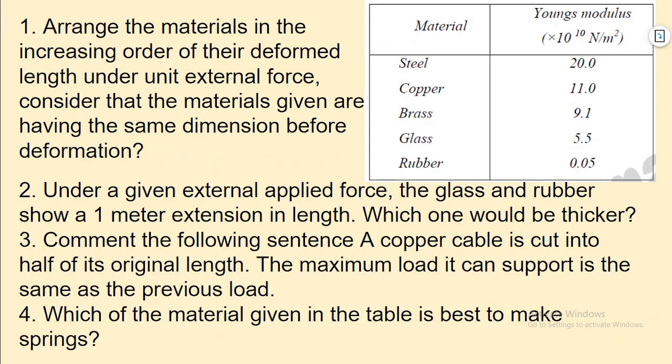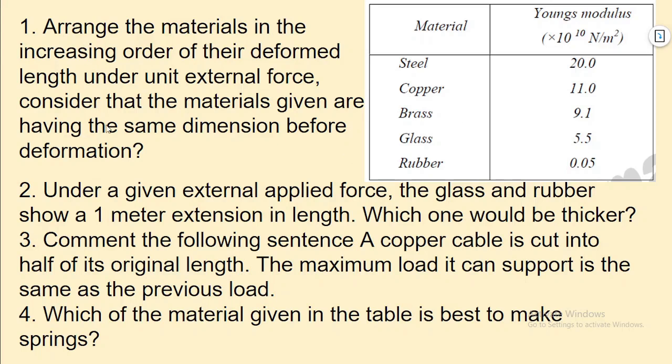Now, in the figure you can see the values of the Young's modulus of some of the materials arranged in order in this table. You can see steel has a Young's modulus of 20 into 10 raised to 10 Newton per meter square, copper has the value 11, brass has 9.1, glass is 5.5, and rubber has the value 0.05.